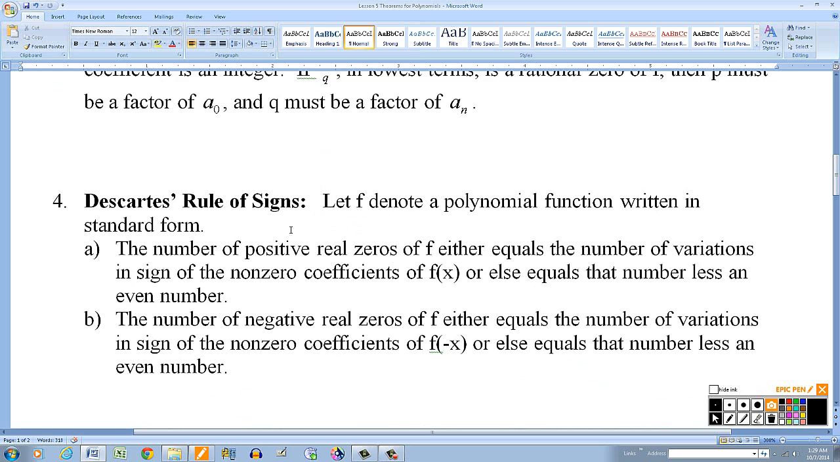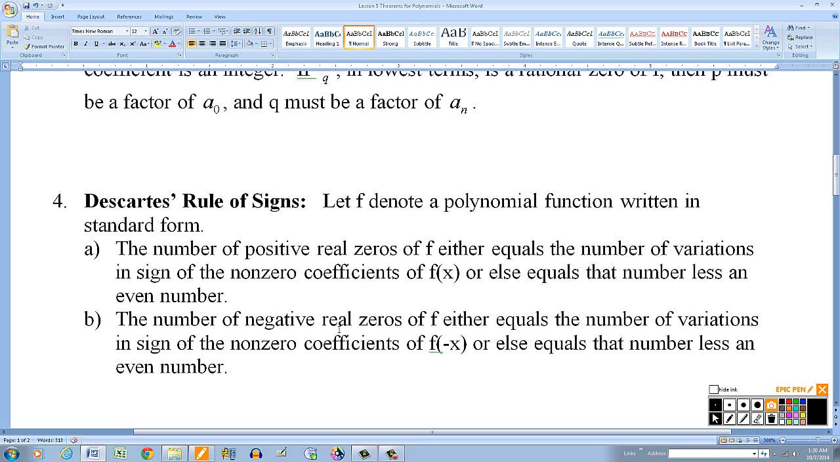Now, Descartes' rule of signs allows you to find the possible number of positive real zeros of a particular polynomial, or the possible number of negative real zeros. So here's what it says. The number of positive real zeros of f either equals the number of variations in sign of the non-zero coefficients of f of x, or else equals that number less an even number.